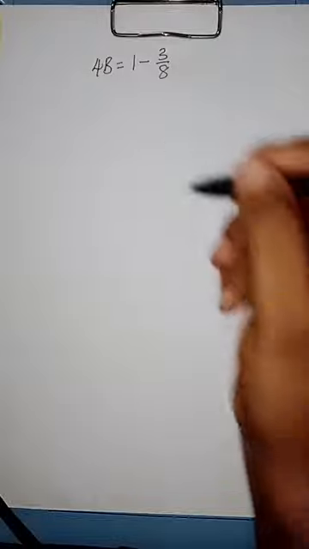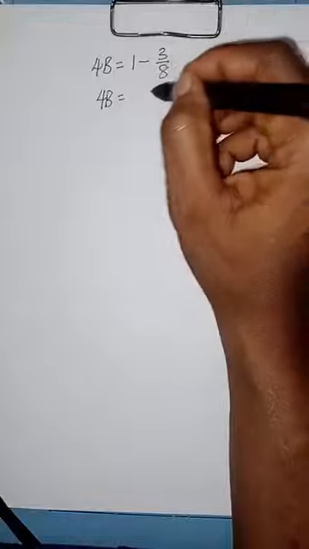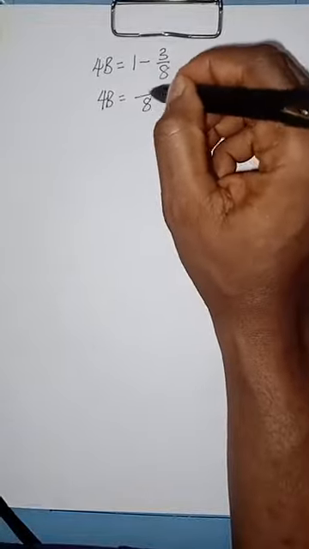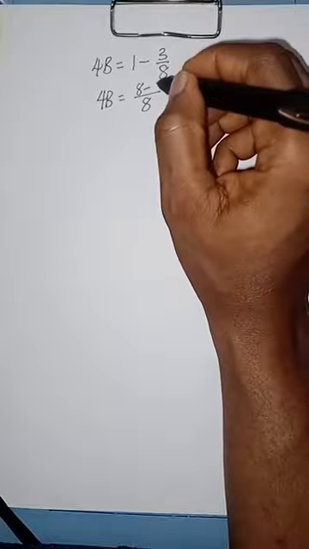So if you collect like terms, 4B will be equal to 1 minus 3 over 8. So 3 over 8 moves from your left-hand side to your right-hand side. If you simplify this, the LCM is 8. So this is 8 minus 3.